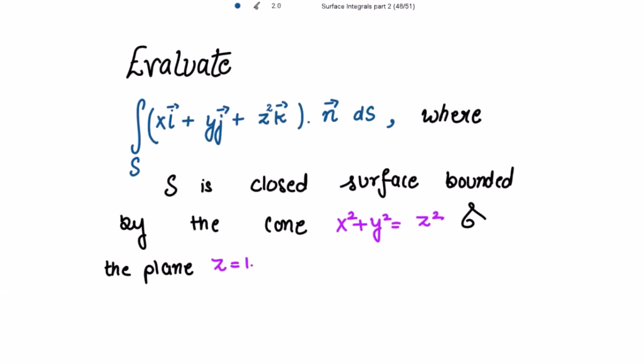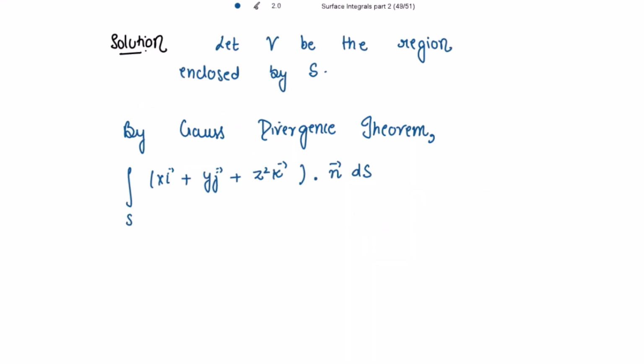To evaluate this surface integral, where S is a closed surface bounded by this cone and the plane z equal to 1, because the integrand is the product of this vector and n vector, we can use the Gauss Divergence Theorem. Let V be the region enclosed by the surface S. By the Gauss Divergence Theorem, this given surface integral is equal to the volume integral of the divergence of this vector.